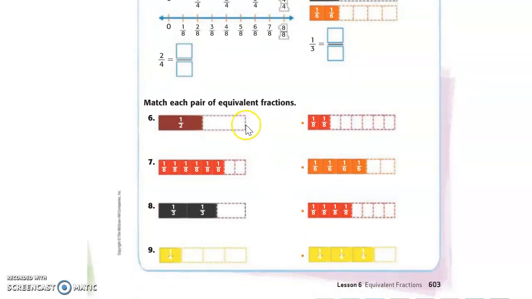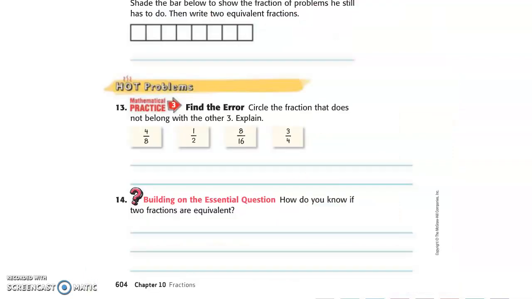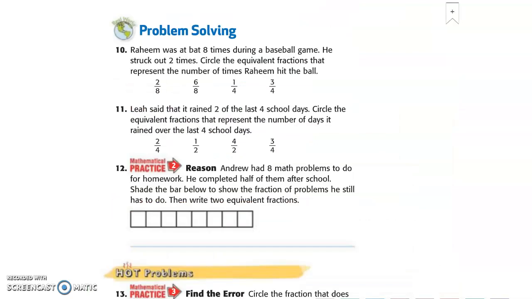Down here, you're going to be drawing lines to tell me what's equal or equivalent to 1/2. So you're looking for that same size, all right? And drawing your lines to each of those pieces. And then on the back side, you'll be answering some questions about equivalent fractions.